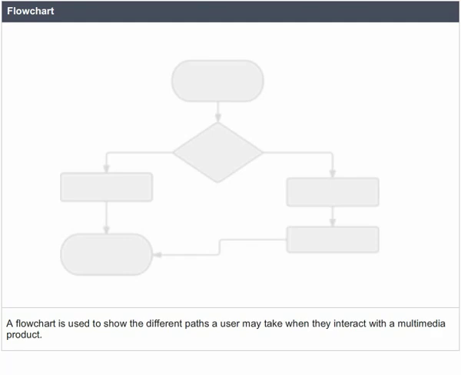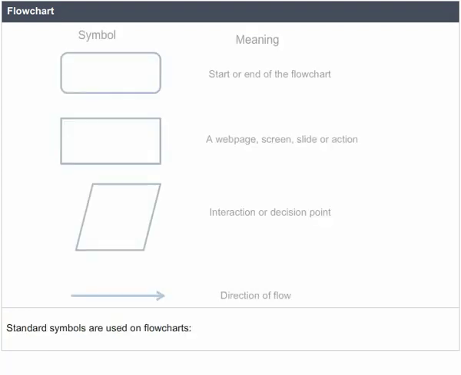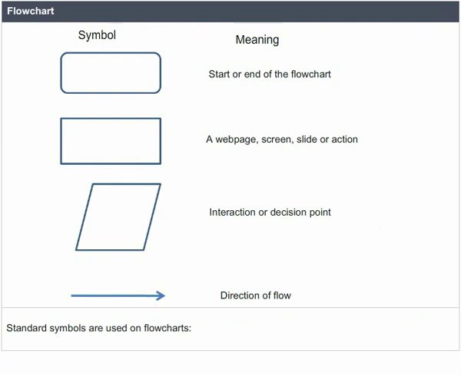Flowchart. A flowchart is used to show the different paths a user may take when they interact with a multimedia product. Standard symbols are used on flowcharts. The symbols and their meanings are given here.